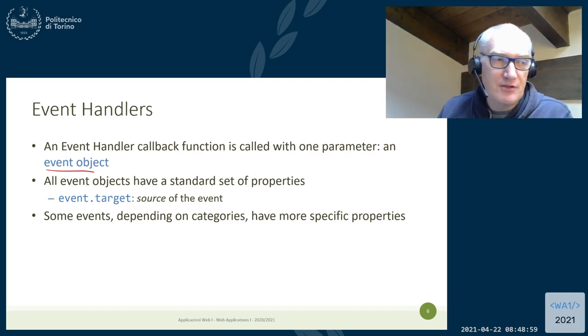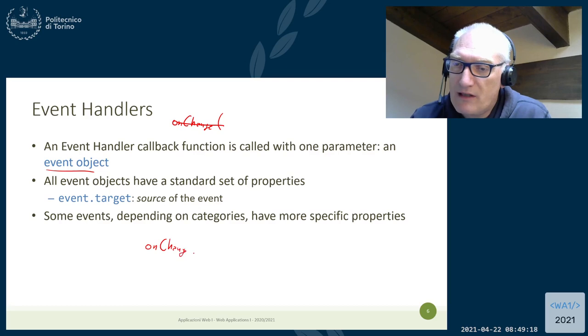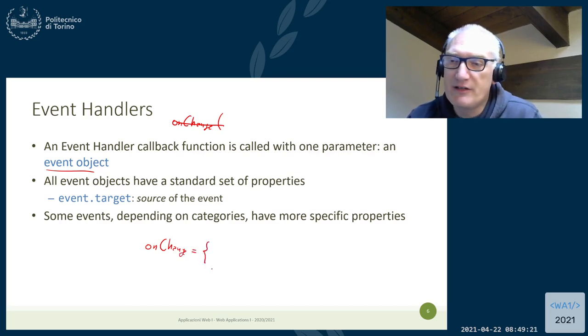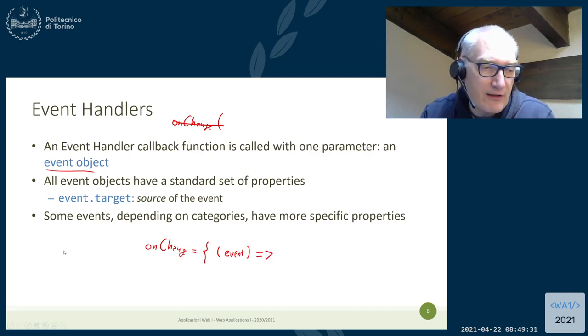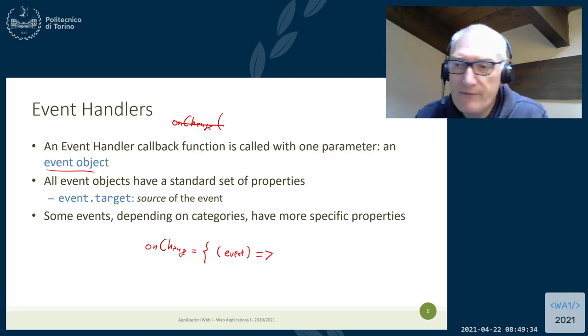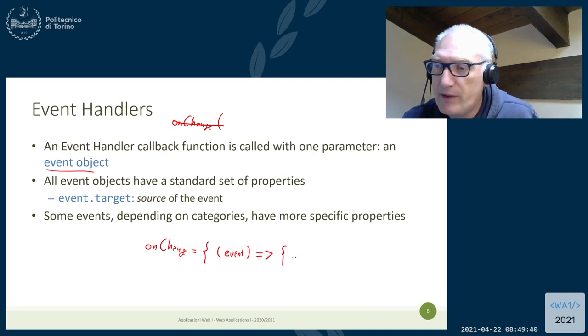The most important attribute of the event, so this event will be a parameter of the callback. So we are writing something like onChange. We are in JSX, so let me write it somewhere else. onChange is an attribute. We define the value of the attribute in JavaScript, and that will be a callback where we receive an event and we do something with this event object. Sorry, let me mute you all.